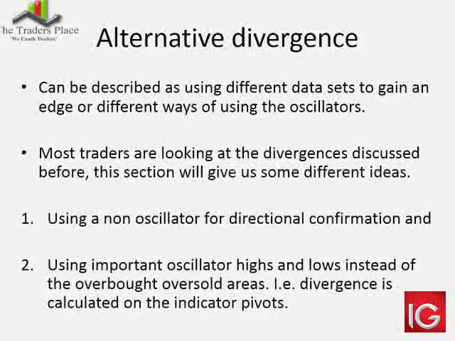The second thing we're going to do is have a look at important oscillator highs and lows instead of divergence in the overbought or oversold areas. And we calculate this using the indicator pivot points. It's not the same as high plus close plus low divided by 3. This is the indicator's high and low points, and they can be in between the overbought and oversold areas.